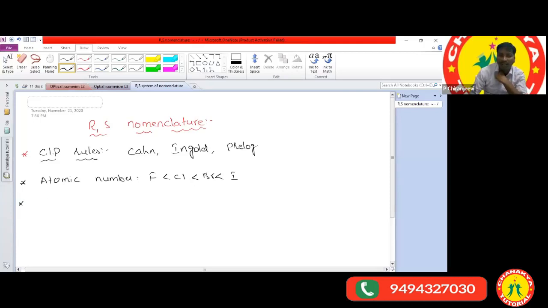And the second condition: if the carbon is surrounded by isotopes, then the isotope which has the highest atomic mass gets the first priority. For example, protium, deuterium, tritium. For which one can we give the first priority?